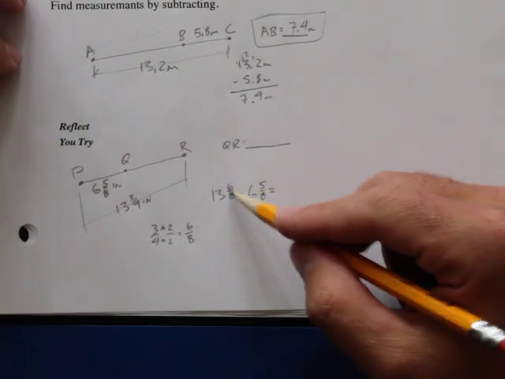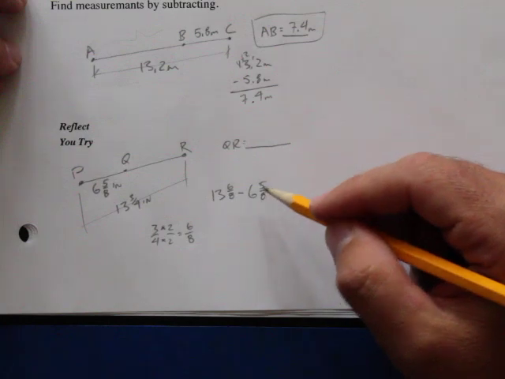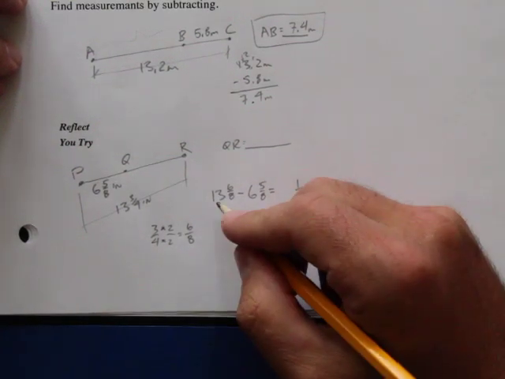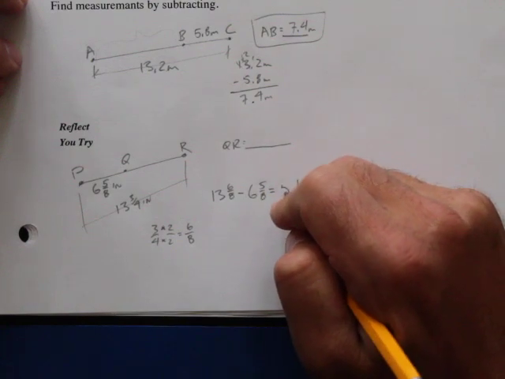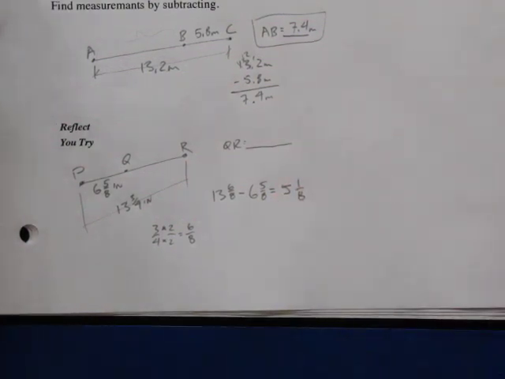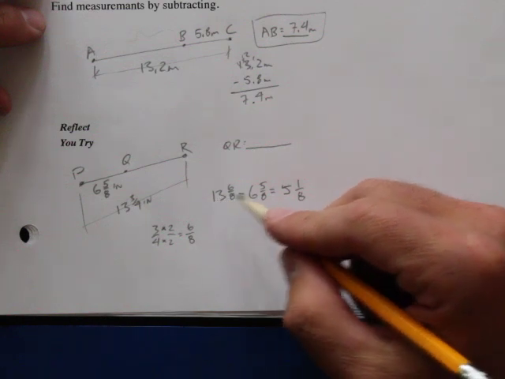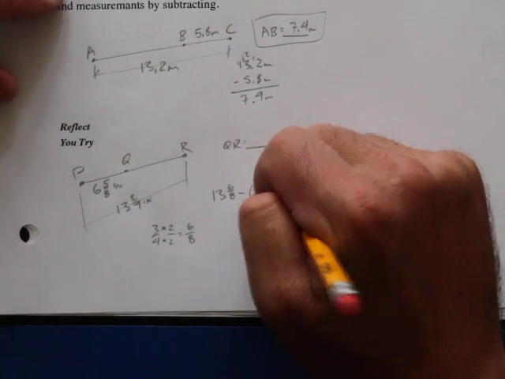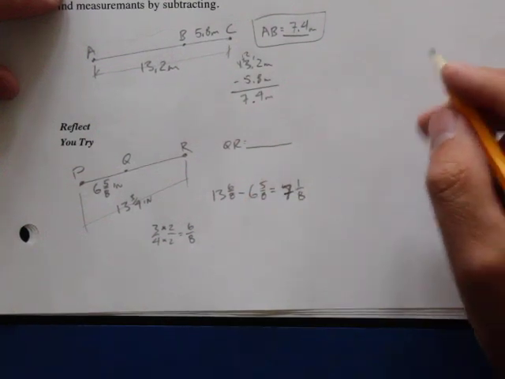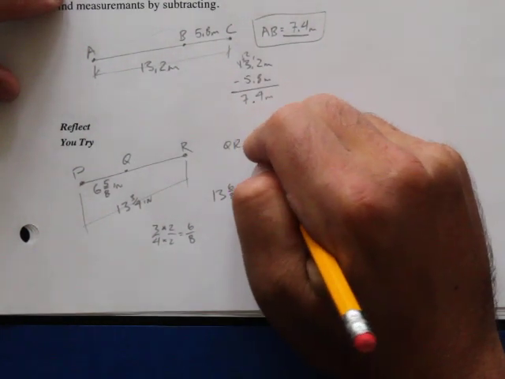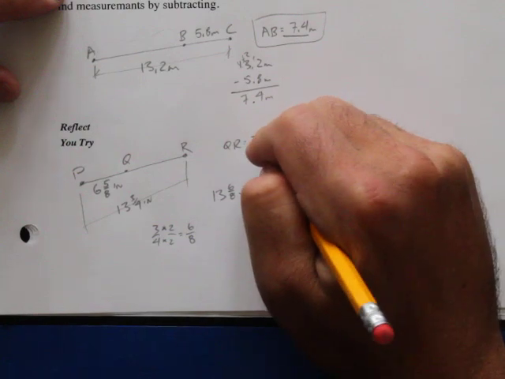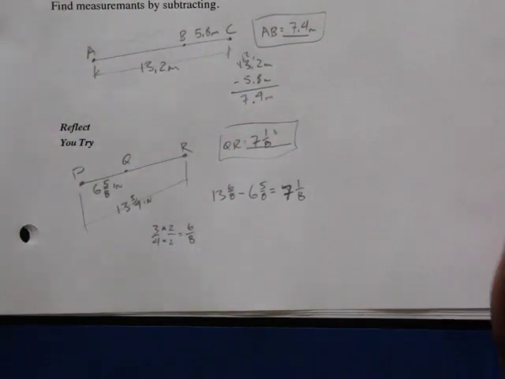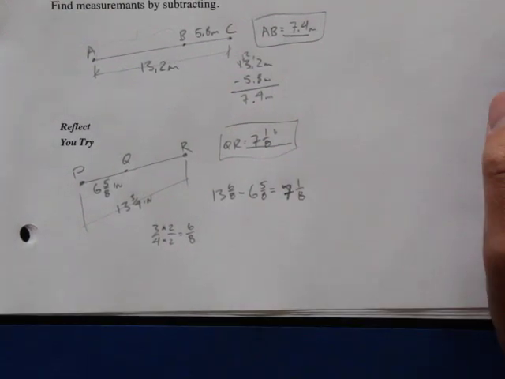Okay, so I'm going to look at the eighths first. 6/8 minus 5/8, that's easy, 1/8. And then 13 minus 6 is 5. It's not 5. 13 minus 6 is 7. 7 1/8 inches is what QR is. There it is. So hopefully you got that right.